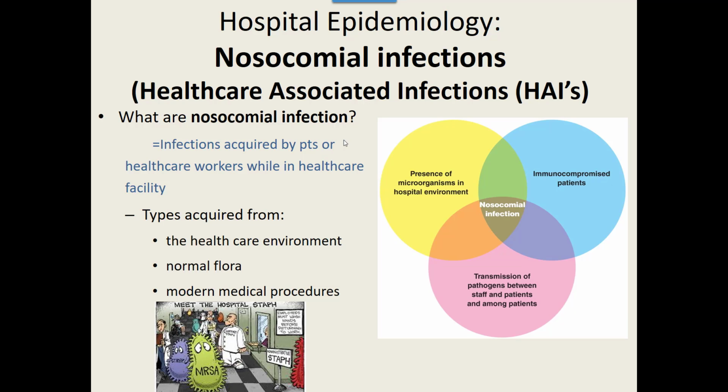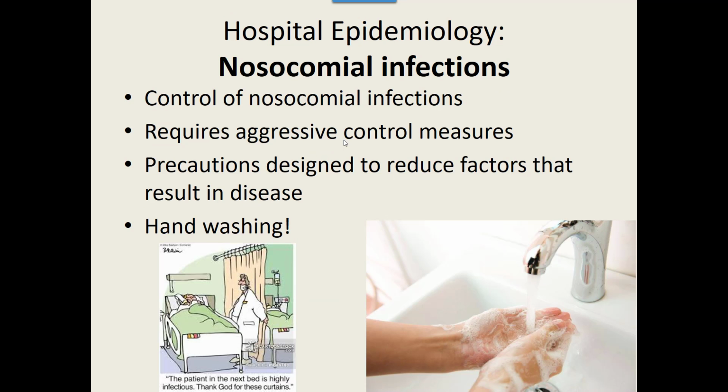Big time, because people don't want to go to the doctor and then get sick while they're there. And so it requires aggressive control measures. There are lots of precautions designed to reduce factors that result in disease, like wearing gloves all the time so you don't have that bodily contact. But really the most effective way to prevent healthcare associated infections is hand washing, which is getting rid of that contact.